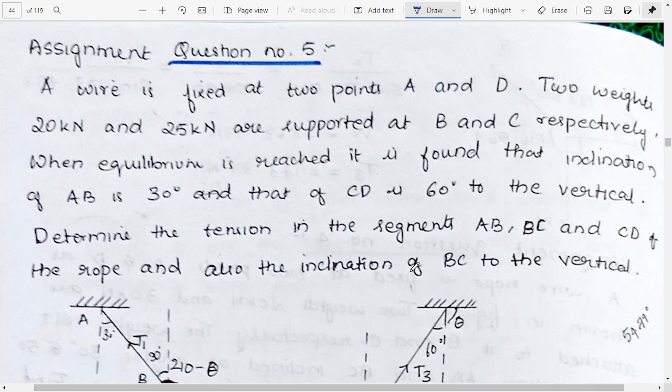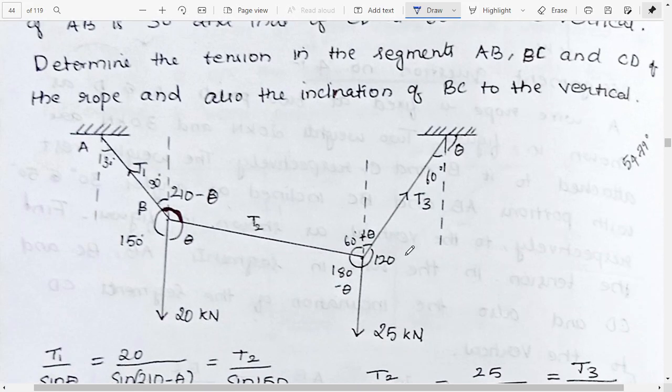Okay, now let us move to question number 5. A wire is fixed at 2 points A and D. Two weights 20 kN and 25 kN are attached at B and C respectively. When equilibrium is reached, it is found that the inclination of AB is 30° and that of CD is 60° to the vertical. Determine the tension in the segments AB, BC and CD of the rope and also the inclination of BC to the vertical.